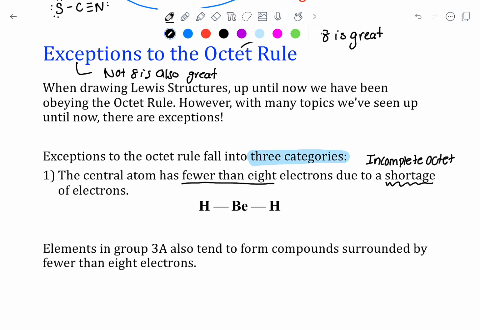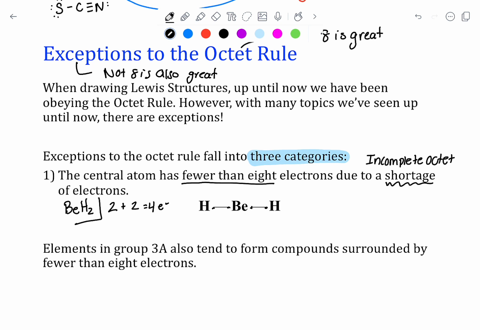If we look at how to draw our Lewis structure of BeH2, well, beryllium has 2 valence electrons plus the 2 valence electrons from the 2 hydrogens. I only have 4 electrons to work with, so I don't even have enough electrons to create an octet. So my 4 electrons are strictly going in making those bonds. So I just don't have enough electrons to complete my octets.